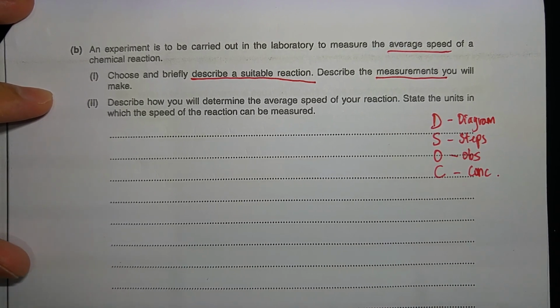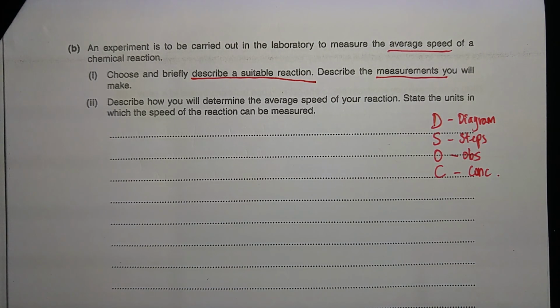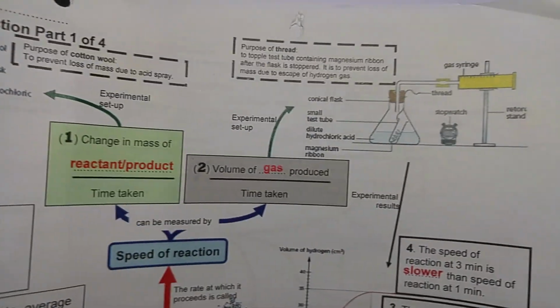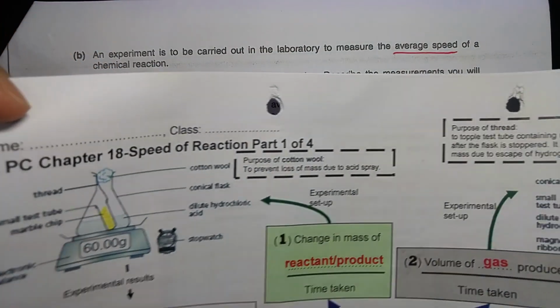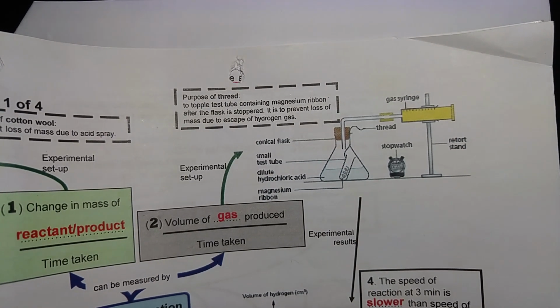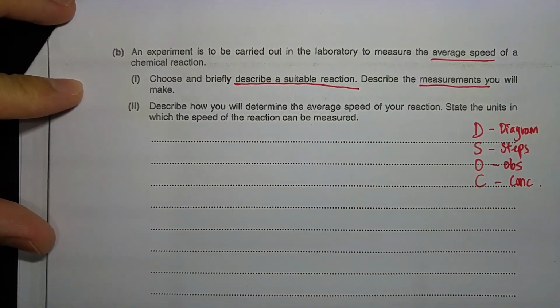So first thing, draw the diagram. Any reaction, but try to recall the speed of reaction chapter. What kind of method do we use to measure the speed of reaction? If you look at your speed of reaction textbook or the mind map, you can see it is either this or this. This one would be collecting the gases. I think that's a more common one, but either way would be okay.